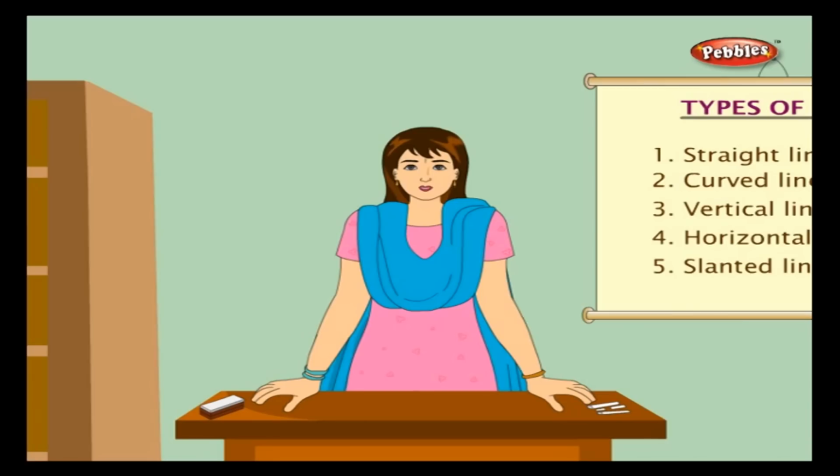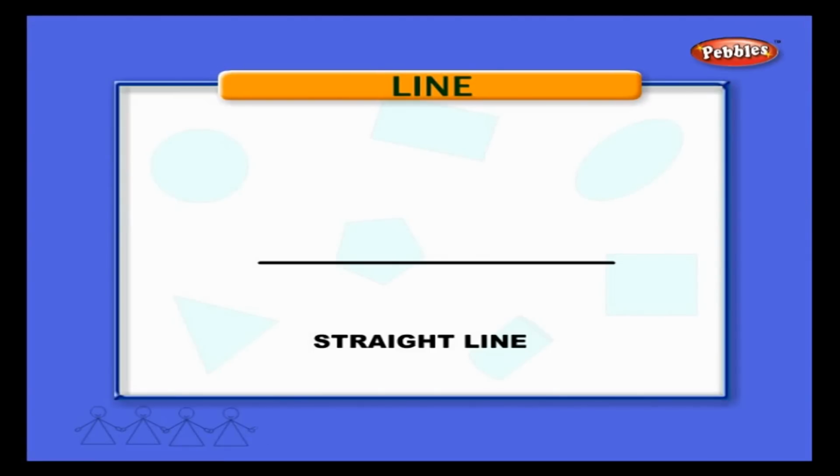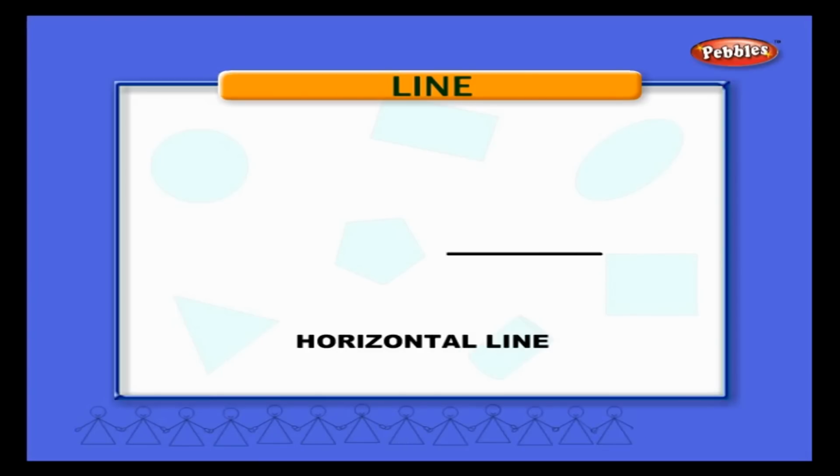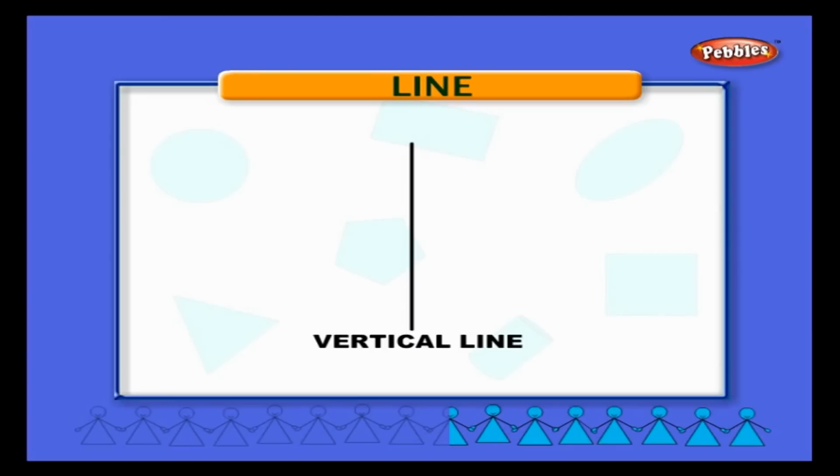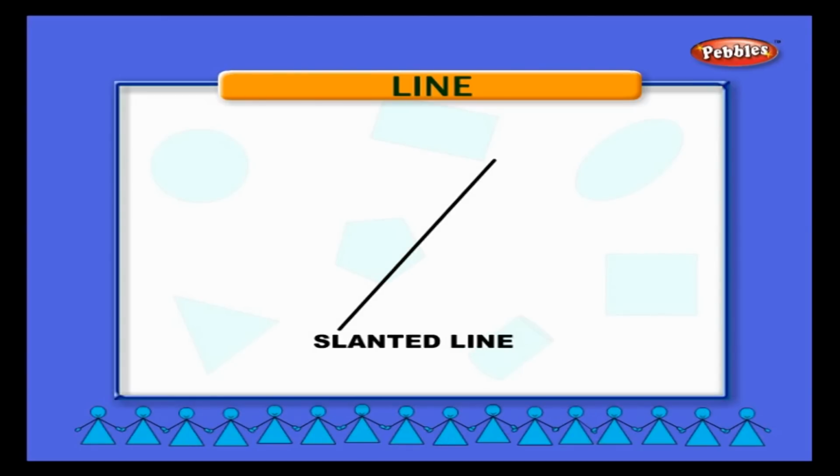Line. A line has no starting point or end point. A set of points is called a line. There are many types of line. A straight line, a curved line, a horizontal line, a vertical line, and a slanted line.